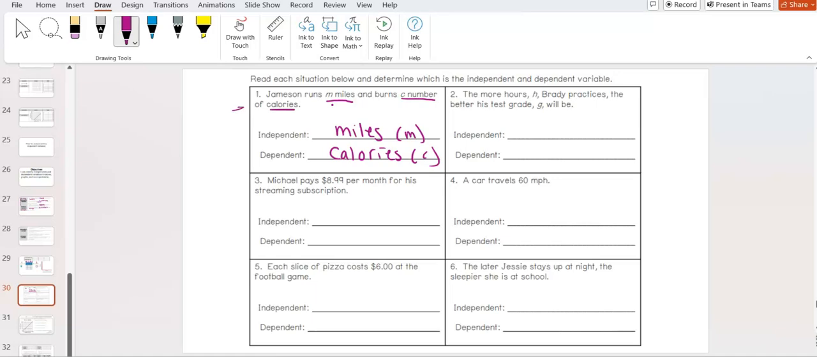Nowhere in our word problem does it say anything about Jameson trying to burn a specific amount of calories, so we're going to assume that our calories are just a result of the number of miles we run.